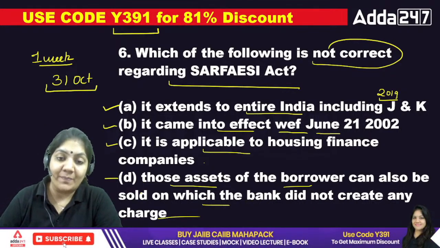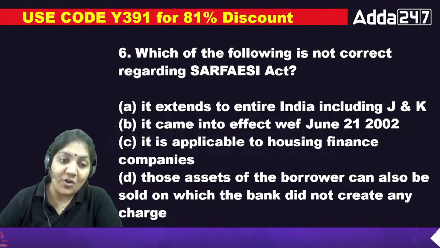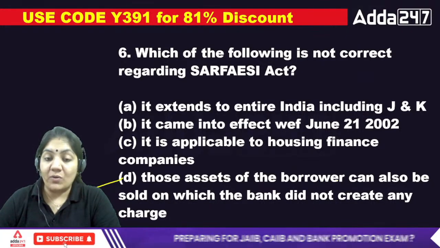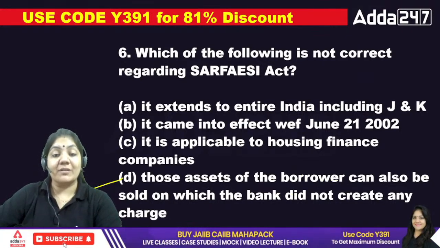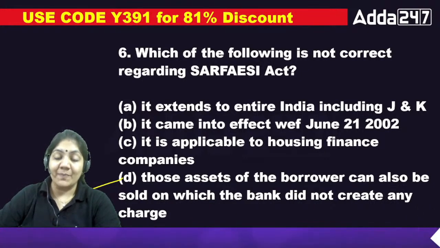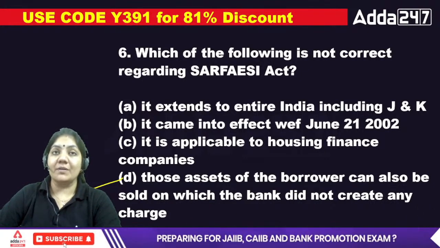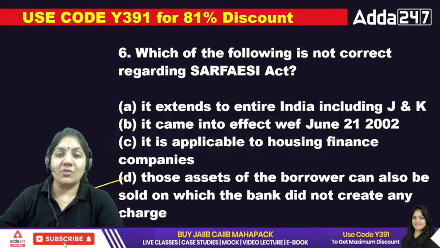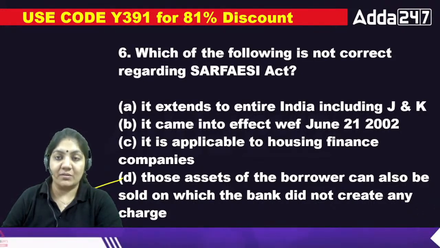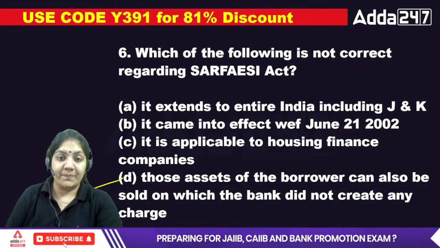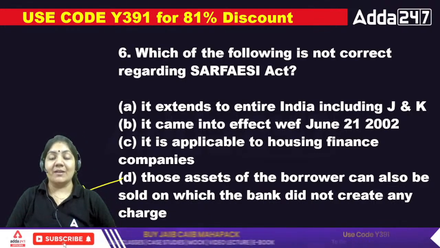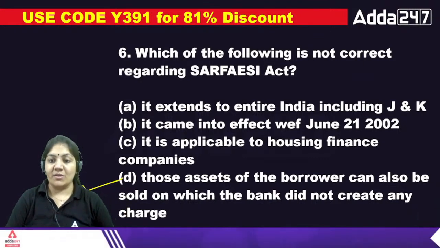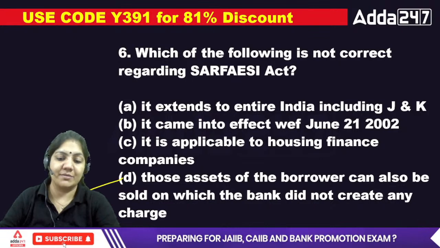So for D, the one that says the bank did not create any charge, this is the wrong statement, because the asset of the borrower can also be sold only in the case where the bank has created a charge. What is a charge? A charge is the interest of the creditor in the security. Charge is the interest that is created on the security which is deposited by the borrower. So D is the right answer.